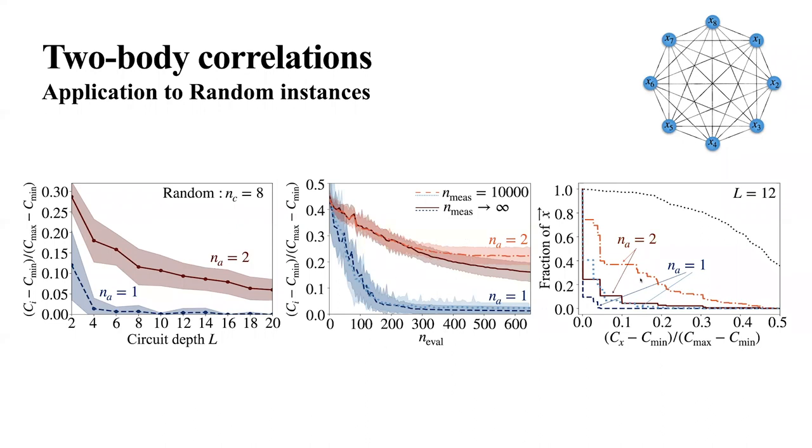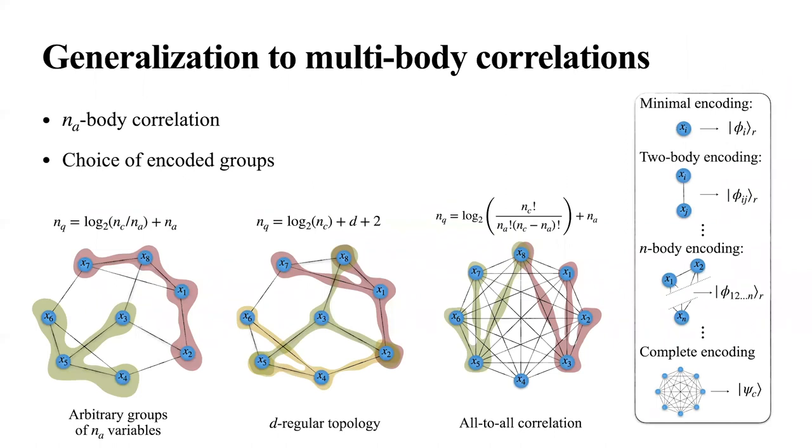And I cannot beat the minimal encoding limit. Okay, so the conclusion is that when you have sparse matrices, you can smartly choose which pair to encode, and that allows you to have an efficient encoding. Okay, so this is my last slide.